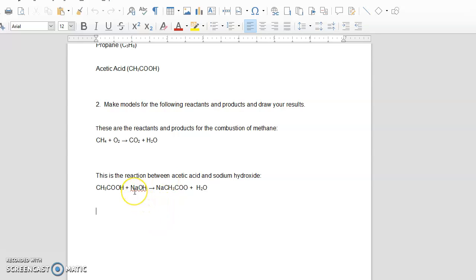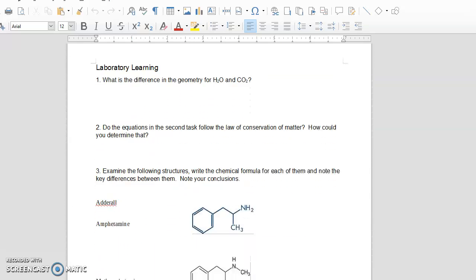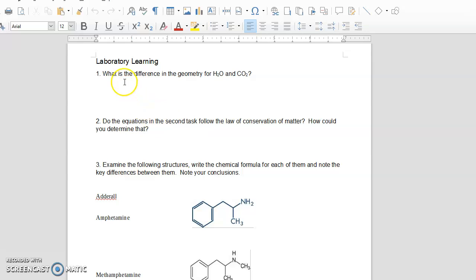And for the sodium, just use a different colored sphere. Usually it's a gray color or something like that. Gray is usually the color for a metal ion. Okay? Now, then what I want you to do is to look at what is the difference in geometry between water and carbon dioxide. Each one of these has a central atom and 2 atoms bonded to it, but they are very different in their geometry. Okay? So you need to explain that here.